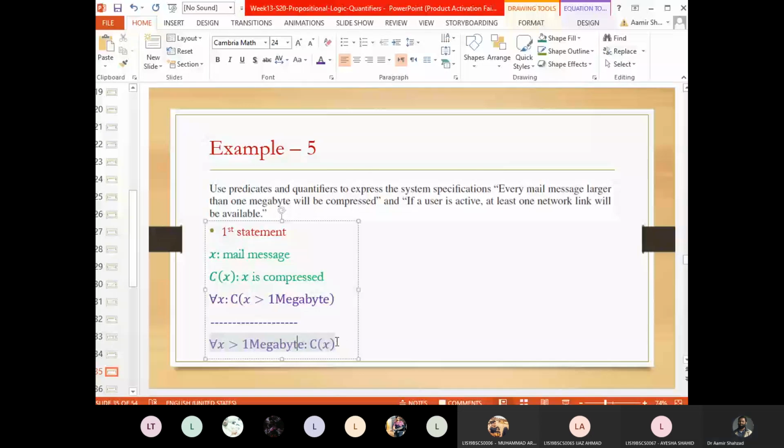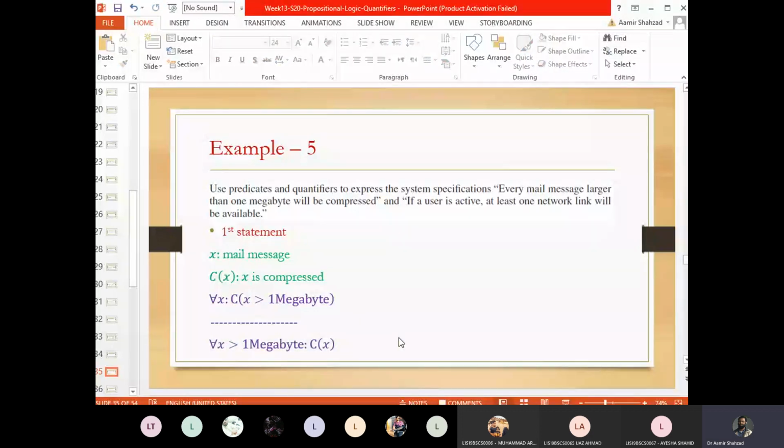C of X. For all X greater than 1 megabyte, C of X, compress of X. So we can write one statement in mathematical notation in different ways. The important thing is that the right message should be conveyed. Your message is the one written in your simple statement. If you define it mathematically in a different way, your message, your meaning, should not change.